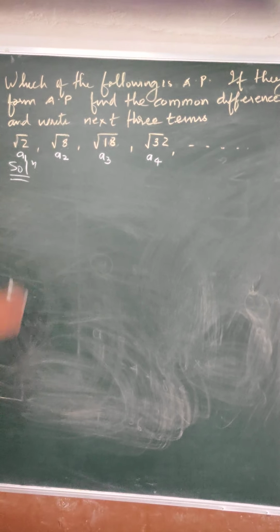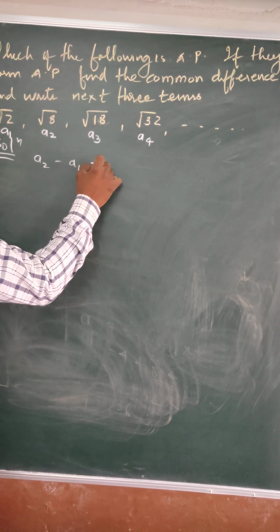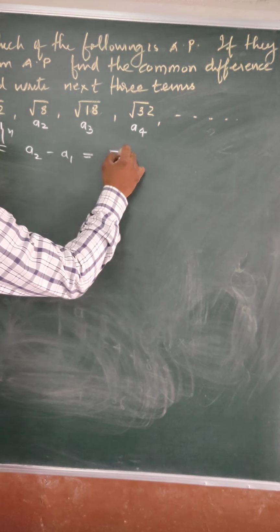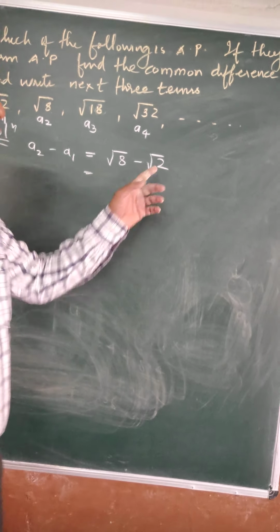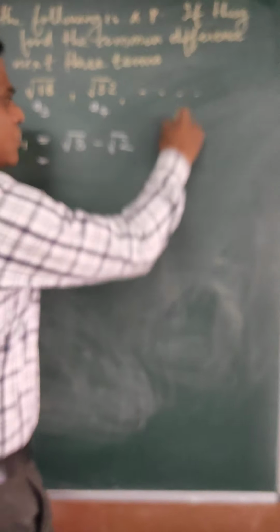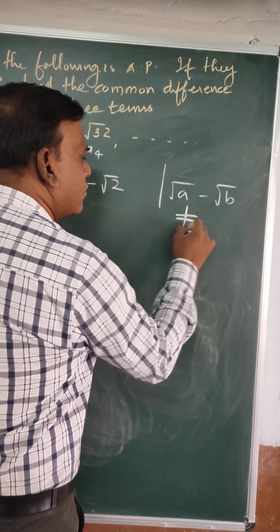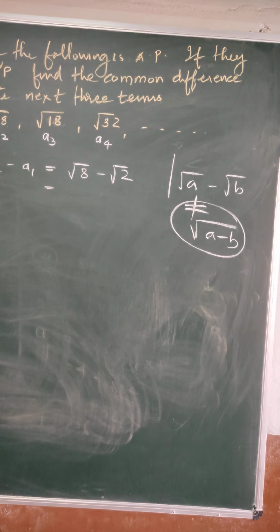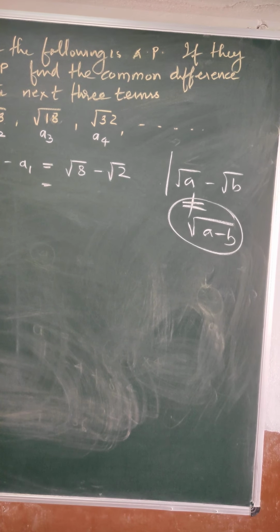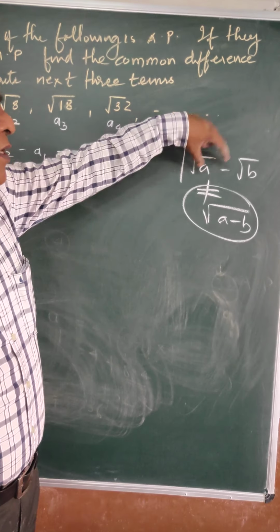So I will take A2 minus A1. What is A2? It is under root of 8 minus under root of 2. Now this is an irrational number. You cannot subtract it directly because we know under root of A minus under root of B is not equal to under root of A minus B. Please don't do this type of calculation. Under root of A minus under root of B can only be subtracted if you have the same number inside the root sign.